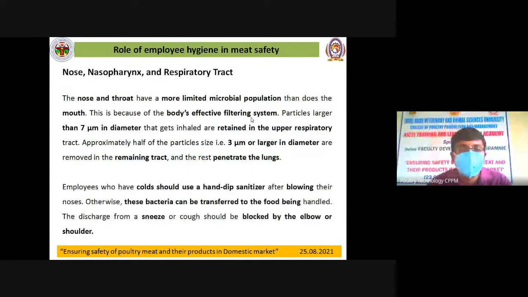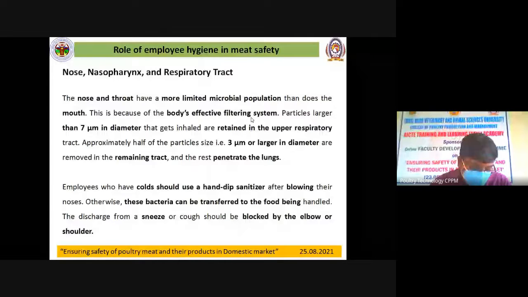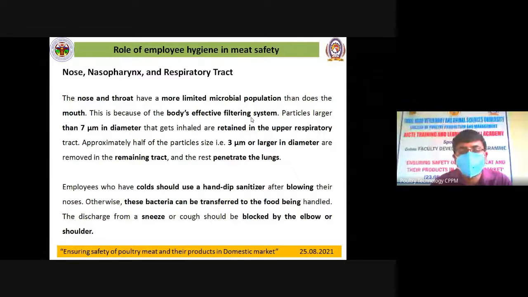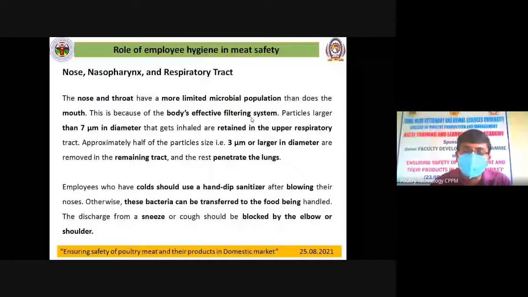So the next one is the nose, nasopharynx, and the respiratory tract. The nose and throat may have a larger number of microbial organisms than the mouth itself. This is because the nose is one of the most effective filtering systems available. Particles larger than 7 micron that get inhaled will be retained in the upper respiratory tract, and approximately half of the particles, those 3 micron or larger in diameter, are removed in the remaining tract. When the particle size is very small, less than 3 micron, it will penetrate into the lungs.